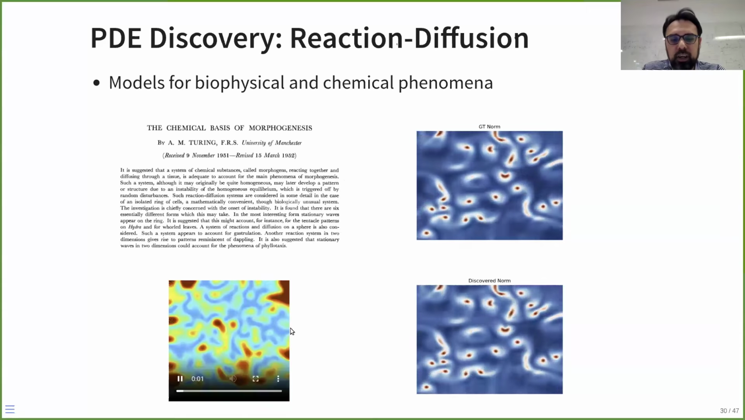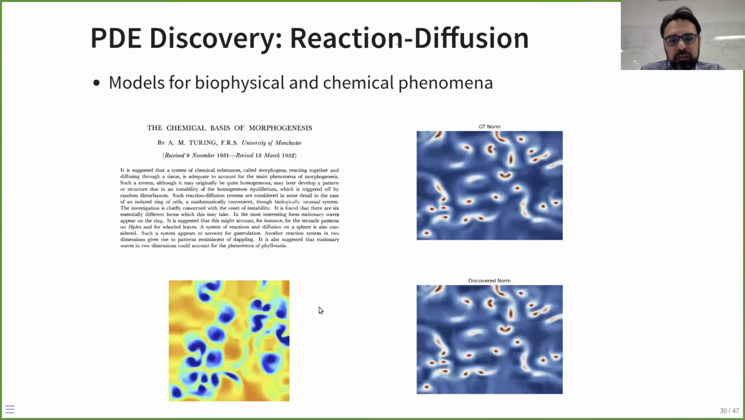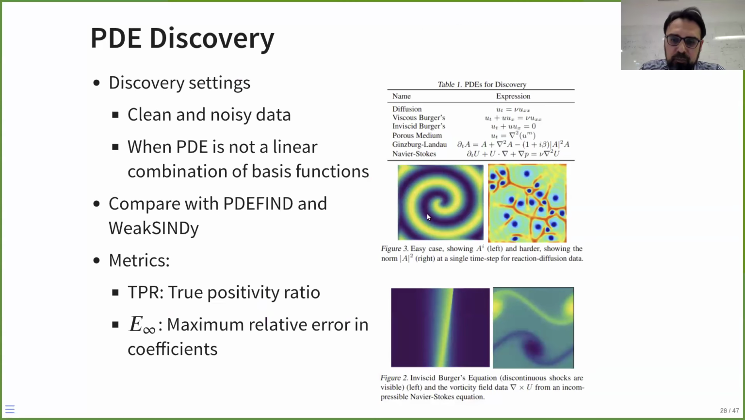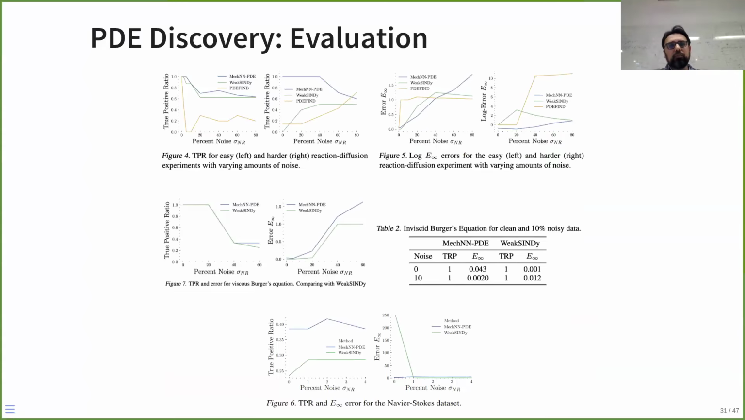However, I was not able to make this work with SINDy. For a simpler reaction diffusion equation, for instance this spiral data set, SINDy does work. However, for the more complex one, I could not get good results with SINDy. So here's a comparison in noisy settings. For the easy reaction diffusion data set, SINDy also does well. For the more complicated one, it does not work. For the other cases, the viscous and inviscid Burgers, both methods work fine.